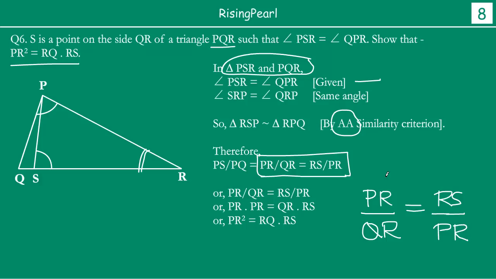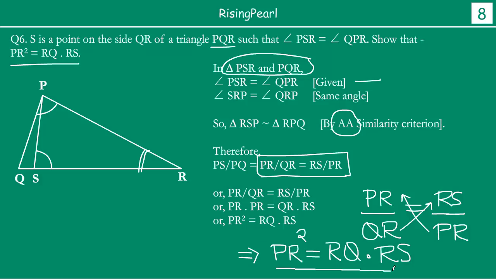Instead of leaving the question in ratio form, they have gone ahead with one extra last step. They have taken this PR here and this QR here. If you do that, PR times PR will be PR square, which will be RQ, it will go up there, RQ multiplied by RS. So hence, friends, we have actually proved the question using similar triangles.